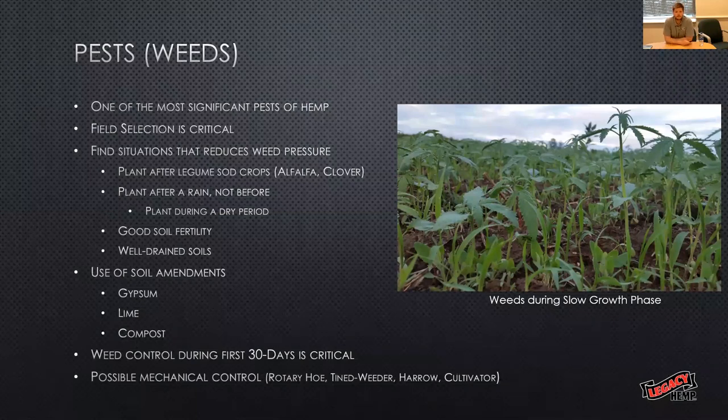There may be opportunities to look at mechanical means of weed control using a rotary hoe, tined weeder, harrow, or even a cultivator for those on 22-inch rows or 30-inch rows. I do believe that the tined weeder or harrow is likely going to be the machine of choice. The rotary hoe is likely going to be too aggressive. Most farmers will understand this once they grow this crop in the first 2 to 3 weeks. It's a very tender crop that we don't really want to damage at that point in time.